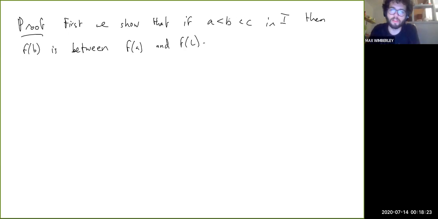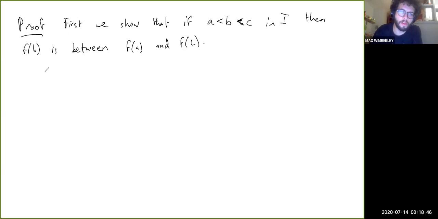So if b is between a and c in the domain, then f of b is between f of a and f of c. And this ends up being equivalent to either f being increasing or f being decreasing everywhere, and you'll see why. But so let's prove this.